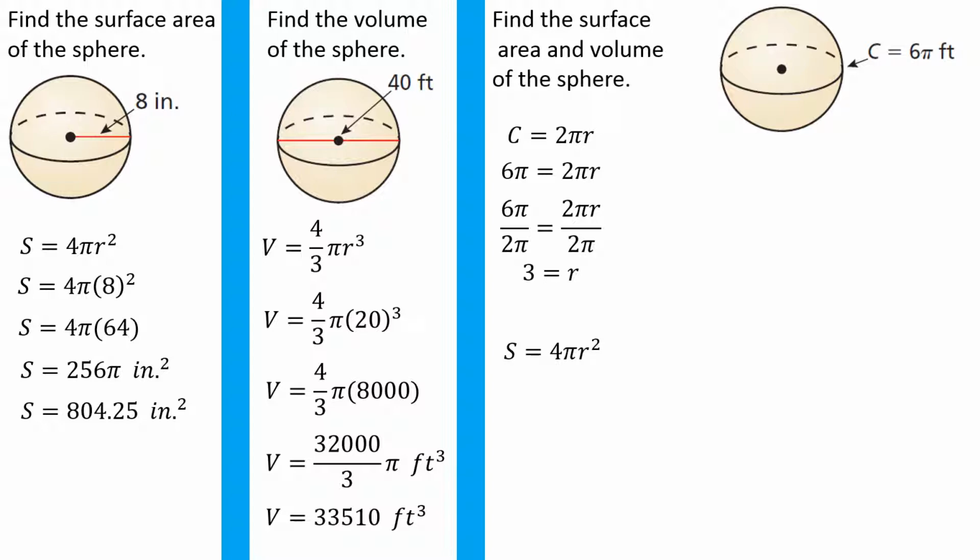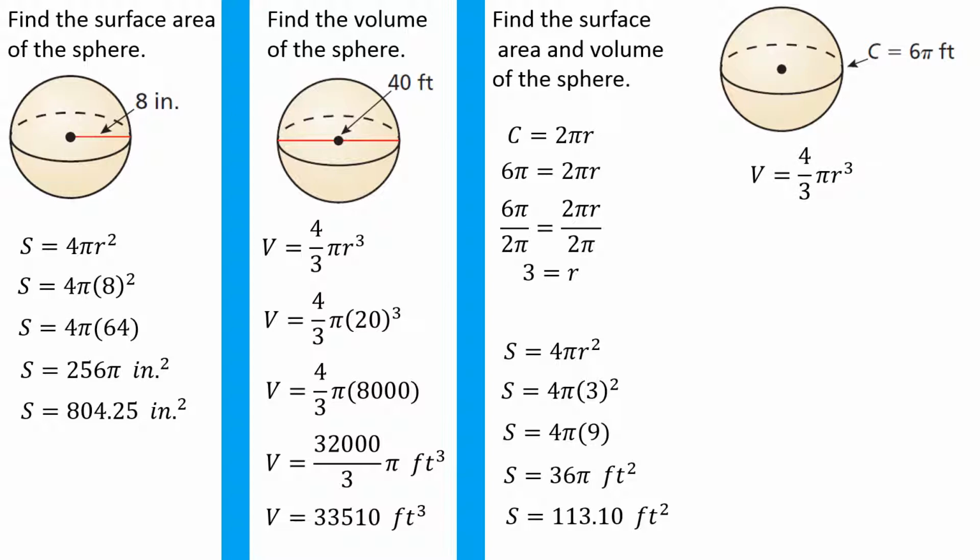Now I can go about finding the surface area. 3 squared is 9. 9 times 4 is 36. 36 pi square feet if I want an exact answer. About 113.10 square feet if I want a decimal approximation.